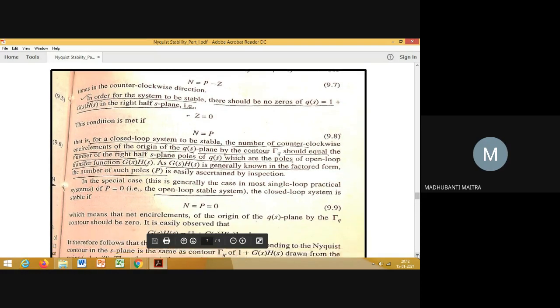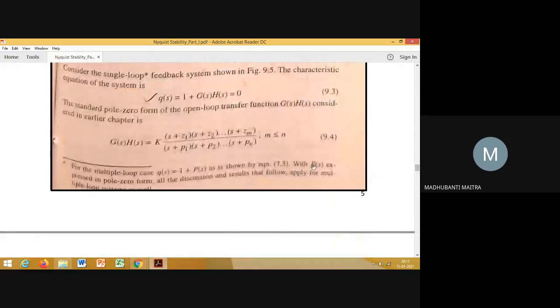Now the next part is, this equation can be explained as: for a closed loop system to be stable, the number of counterclockwise encirclements of the origin of the QS plane by the contour tau q, that means the QS plane contour, should be equal to the number of right half S-plane poles of QS, which are the poles of the open loop transfer function GSHs. As GSHs is generally known in the factored form, the number of poles of GSHs lying in the right half of the S-plane can be determined by simply inspecting the open loop transfer function, which is given.